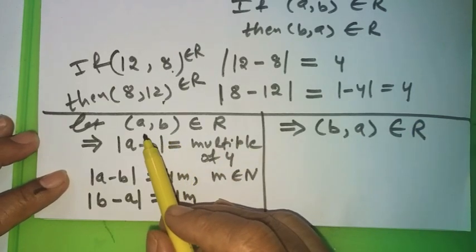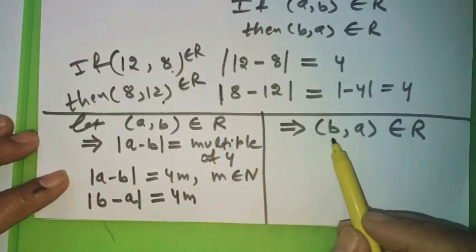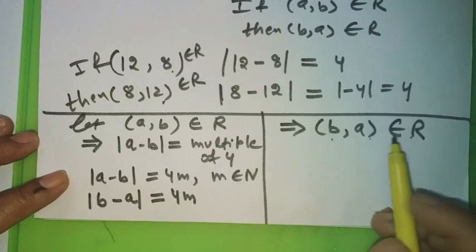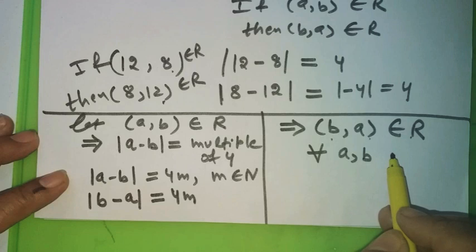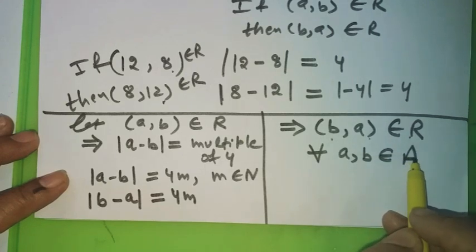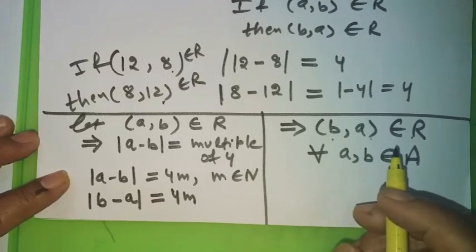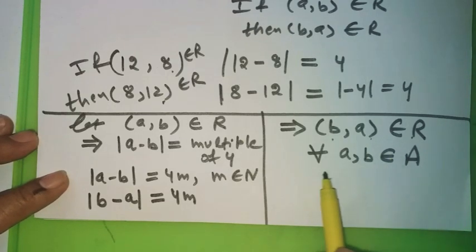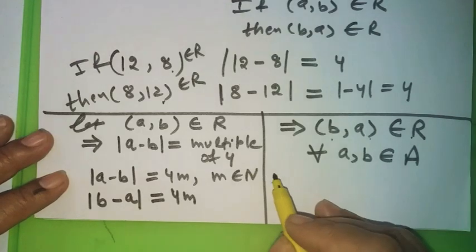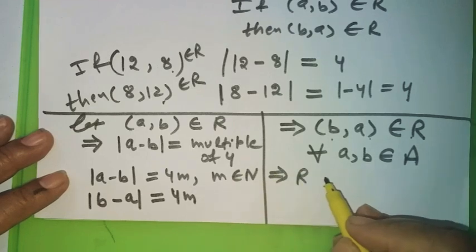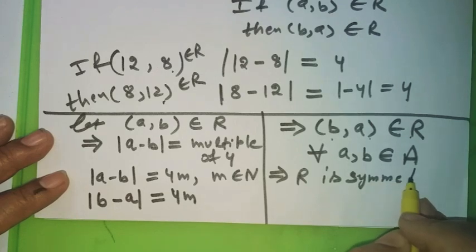So you started with the ordered pair AB belonging to R, and you proved that the reverse ordered pair BA also belongs to R, and it is true for all the numbers A and B which belong to the base set A. The base set A is the set of integers from 0 to 12. This is true for all the integers from 0 to 12, and even for all other integers also. And what does it mean? This implies that the given relation R is symmetric.